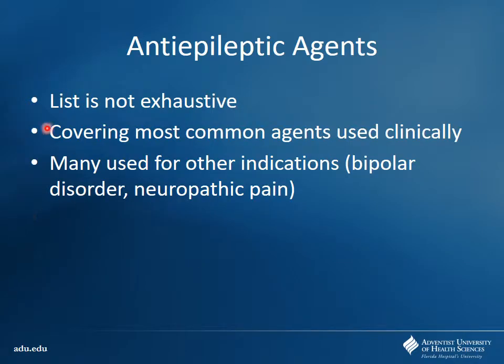Okay, so this is not an all-exhaustive list, and just know I'm going to use the most common agents that we see used clinically, but you will also see some of these being used for other indications as well. So we'll talk about those as they come up, but a lot of these you can see sometimes being used for bipolar disorder, because these can act as a mood stabilizer, and then some of these are going to be used for neuropathic pain. We haven't talked about pain stuff yet. We'll get to that probably in the next section, I believe. But neuropathic pain has a different mechanism than typical somatic pain, and so we treat that differently with some of these drugs.